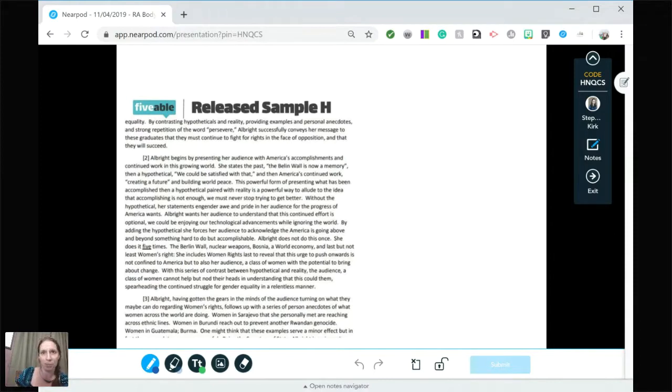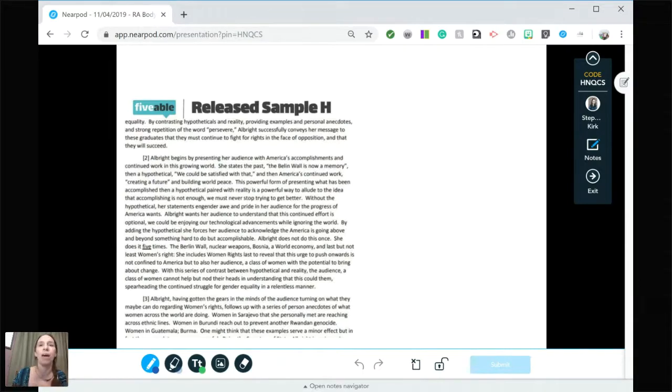Now, I'm going to interrupt this paragraph because are you noticing the level of analysis that's provided here? We're looking at a solid 2 sentences that's going to give us the analysis in those pieces. So we're able really to look at this one and figure out what that next piece is. By adding the hypothetical, she forces her audience to acknowledge that America is going above and beyond something hard to do but accomplishable. Albright does not do this once. So remember it talked about consistently? So here she's bringing in these other pieces to this text as well.